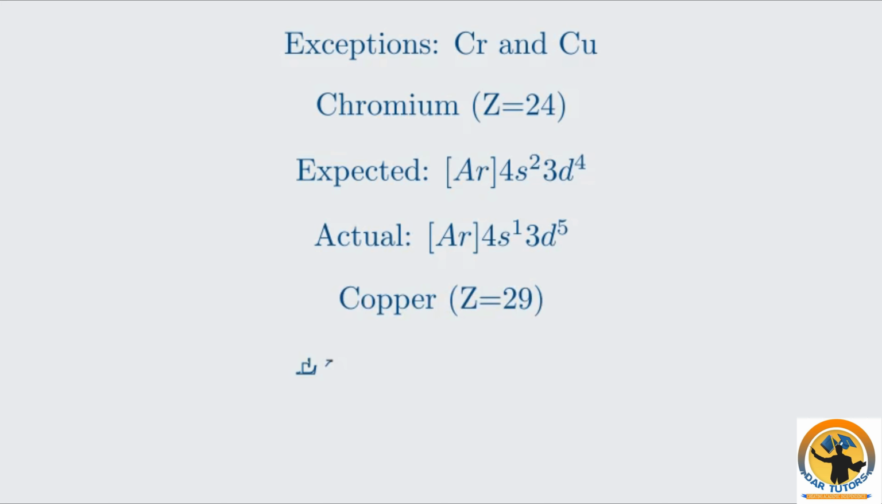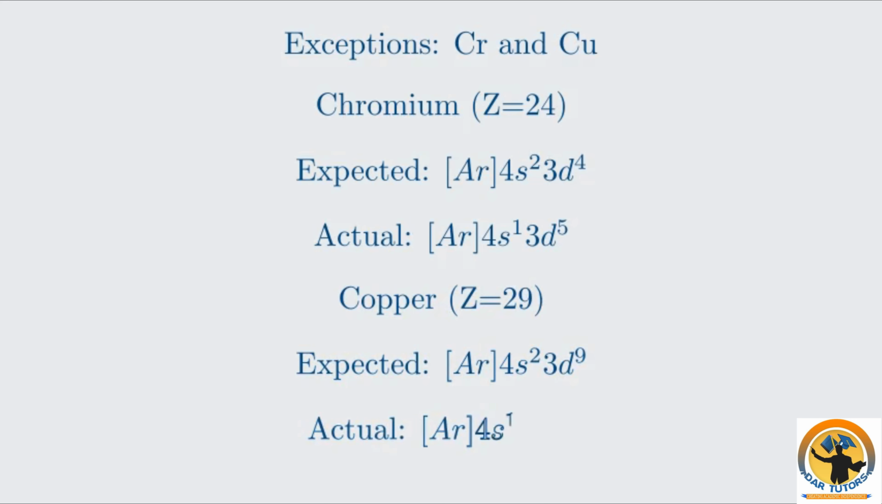Similarly, copper with 29 electrons might be expected to be [Ar] 4s², 3d⁹. But to gain the stability of a completely filled 3d sublevel, 1 electron is promoted from the 4s, resulting in the configuration [Ar] 4s¹, 3d¹⁰. These exceptions highlight that the rules we learn are a useful guide, but stability, which is a quantum mechanical effect, ultimately determines the actual electron configuration.